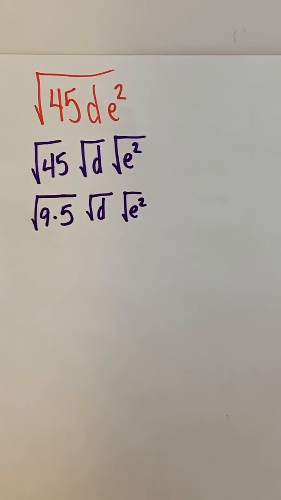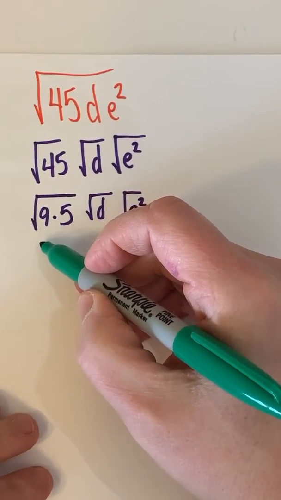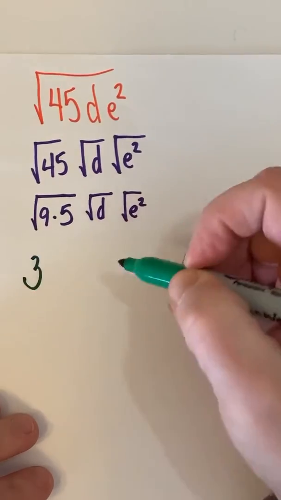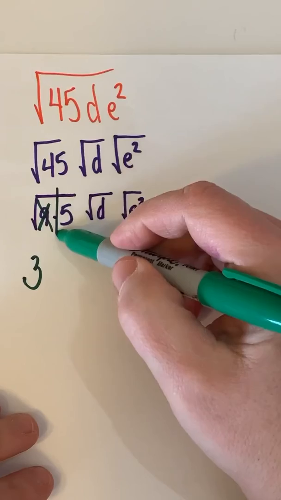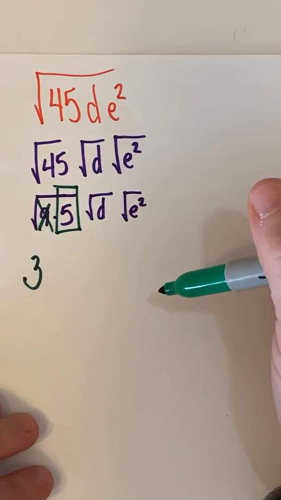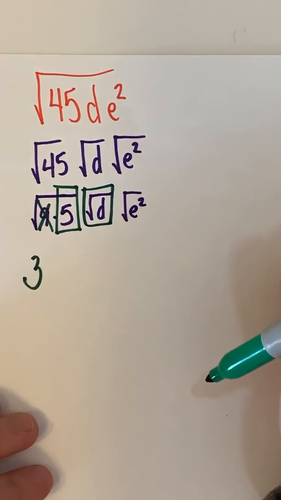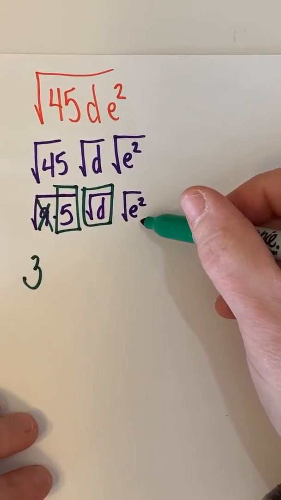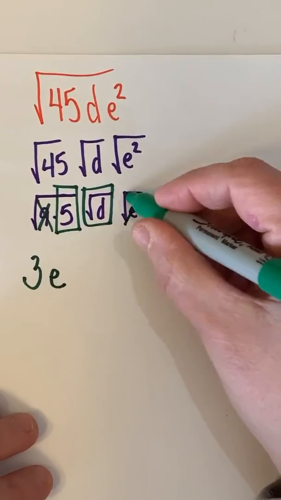So the square root of 9 is 3, because 3 times 3 is 9. So 3. That takes care of and simplifies the 9. The 5 stays in the house. We'll come back. D is not a perfect square, nor can it be simplified. The square root of e to the second is e, and that comes out of the house.